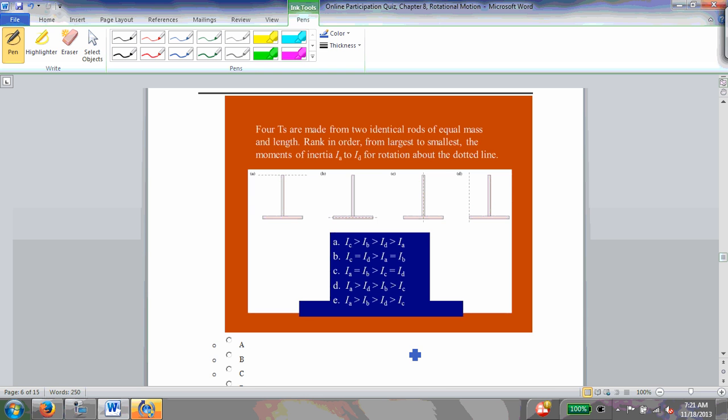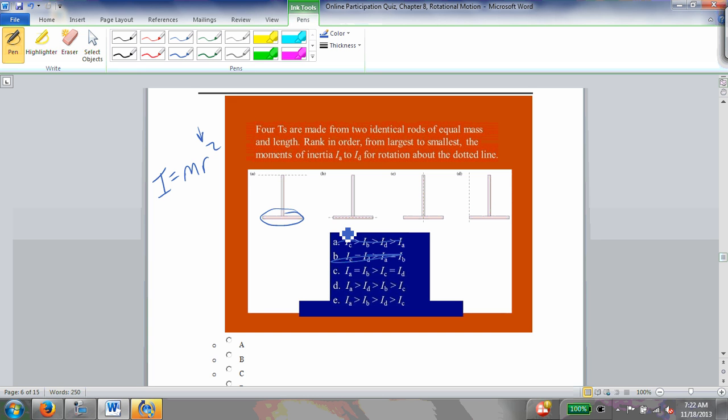All right, 4 T's are made from identical rods of equal mass and length. Rank in order moments of inertia. So what I'm looking for here is the one with the most mass at the biggest radii, with of course the idea that the radius has the bigger impact. So this one has a full rod at the largest radii, and so it has to have the largest moment of inertia. So IA is the biggest, so it gets rid of this one and this one.